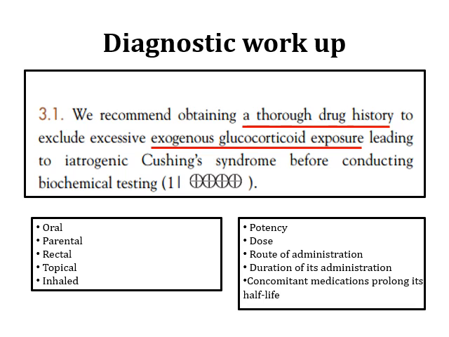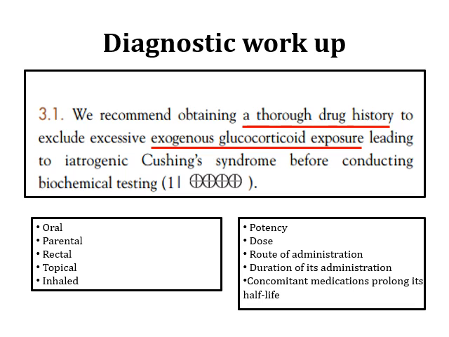obtaining a thorough drug history from a patient with suggestive manifestations of Cushing in order to exclude exogenous glucocorticoid exposure leading to iatrogenic Cushing. So that's to say, if you are having a case of Cushing syndrome, before starting your workup, before starting the stepwise approach of the lab workup, please take a very thorough drug history from your patient.